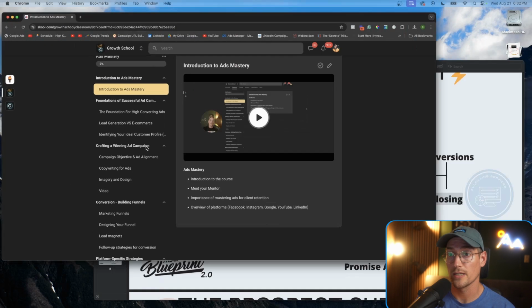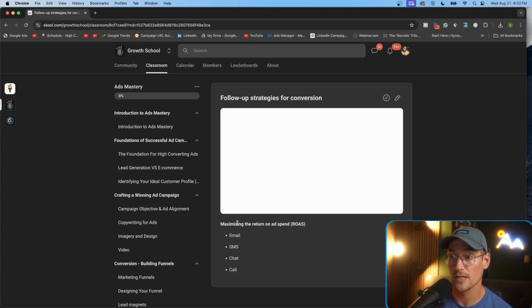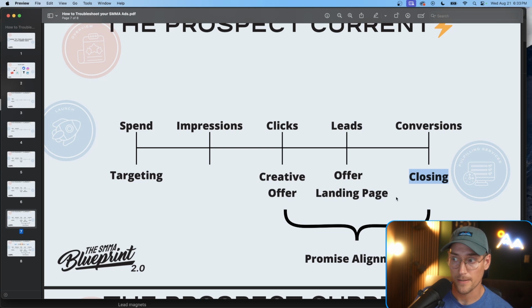Like we talk about in Ads Mastery, when we're doing follow-up strategies for conversion in Go High Level. Are we sending emails, SMS, chats? Are we calling them? Like this is going to help us convert and ultimately sell at the end of the day. So do we have a good back end?